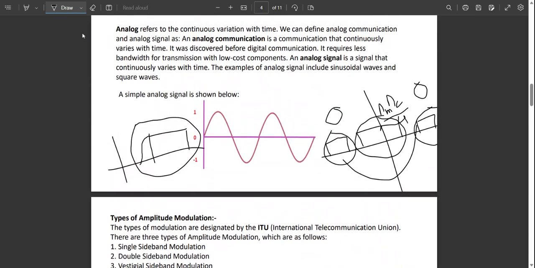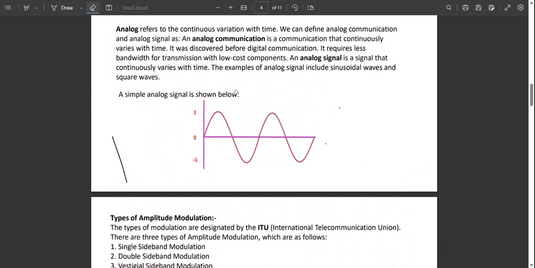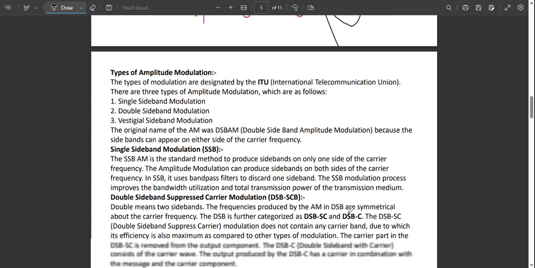Okay, so when we pass any message through the modulator, we can see this type of signal. In this part, this is the E max, this is the E min. So the amplitude of the message signal is (E max plus E min) by 2.